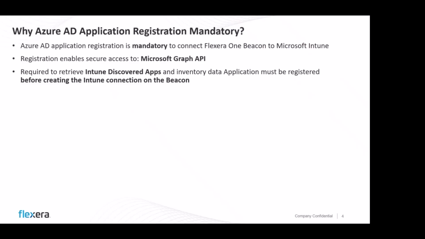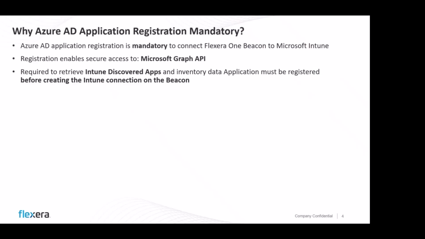In this section, let's understand why Azure AD application registration is mandatory when integrating Microsoft Intune with Flexera 1. Azure AD application registration is required to securely connect the Flexera beacon to Microsoft Intune. This registration enables authenticated and secure access to the Microsoft Graph API, which is the primary interface used to communicate with Intune. Without this registration, the beacon cannot retrieve Intune discovered applications or device inventory data.